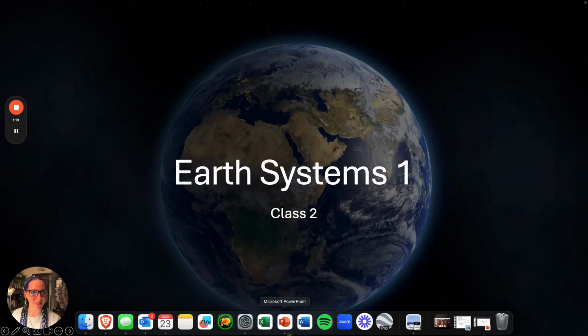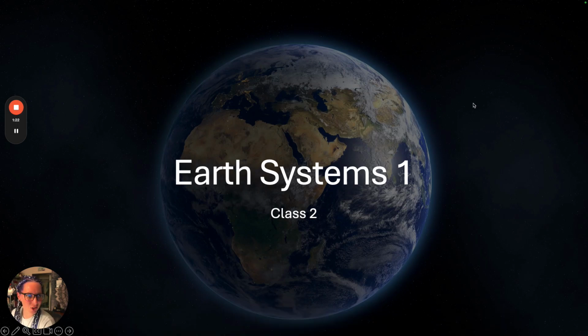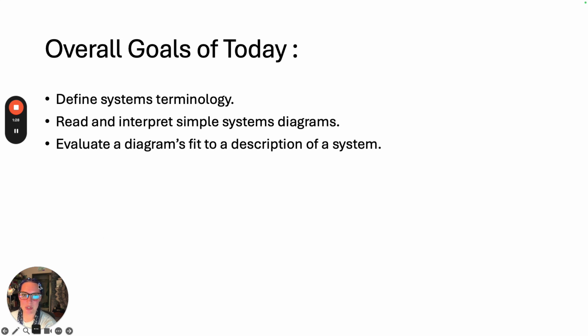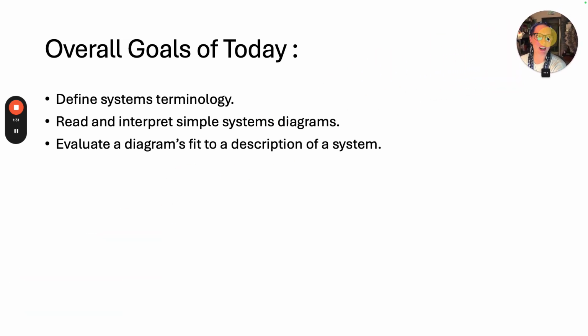So what we're going to do today is look at feedbacks and this intro idea of feedback systems, or systems in general. For class/lab 2, our goals include defining systems terminology, mainly feedbacks, reading and interpreting simple systems diagrams, and how you could evaluate a diagram's fit into a description of a system. I know the word system is in there a lot, but that's the overall idea within this lecture/lab material.